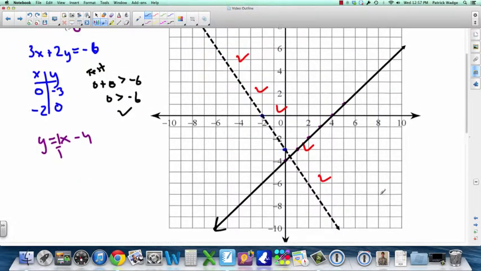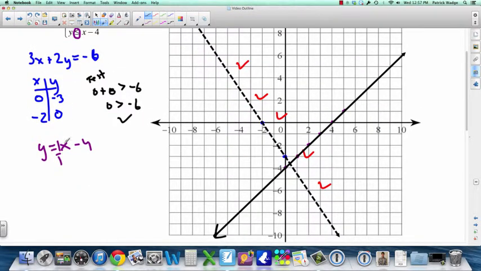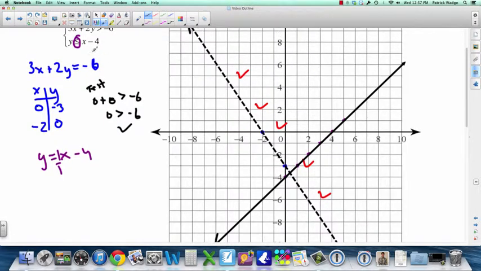Okay, there's that one. Now, we have to figure out what side of that to shade. So let's use our test point again. If I use the test point of (0, 0), I get 0 is less than or equal to 0 take away 4, which is 0 is less than or equal to negative 4. Is that true? No, it's not. So this time, you don't want to shade on this side, because that includes the origin. You'd want to shade on the other side, so you'd want to shade down here.